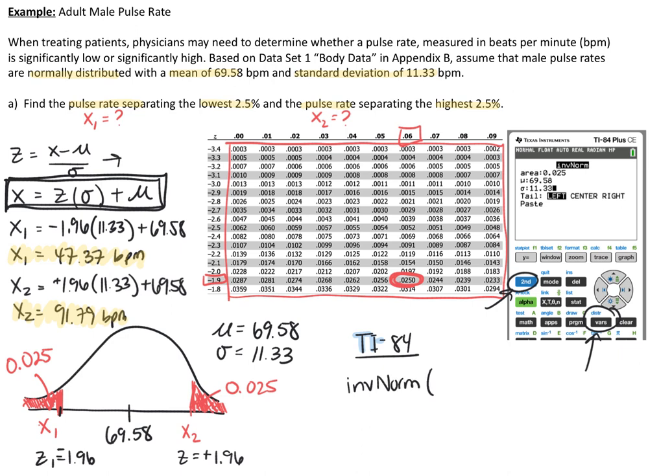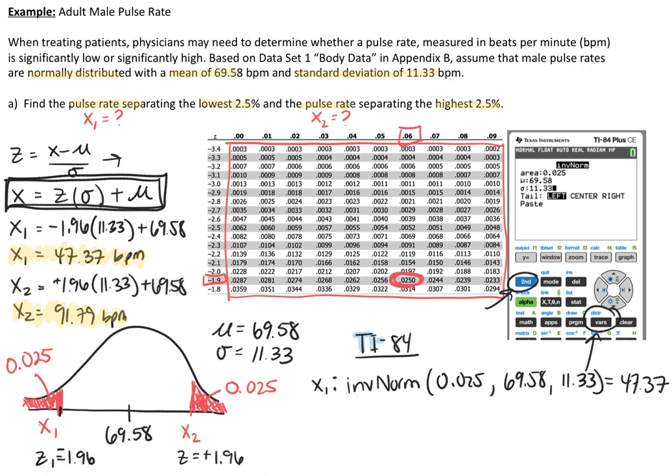So to find x sub 1, so I'll make a little note here. To find x sub 1, you're going to use invNorm, and notice that we already know the area to the left is 0.025. So you just type in the area to the left, then you type in the mean value, which is 69.58, and the standard deviation, and then press enter. And that is going to give us 47.37 as well.